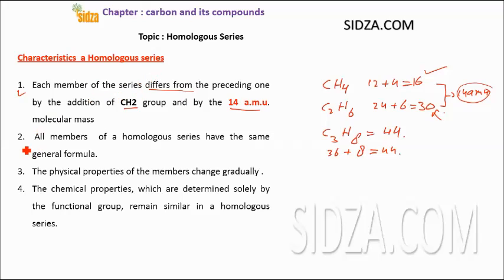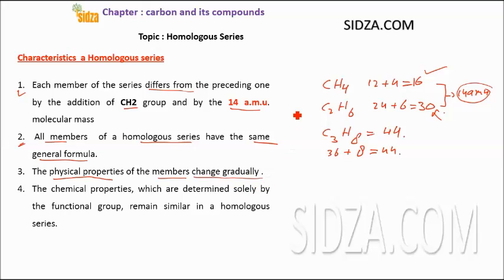Now the second point is, all members of a homologous series have the same general formula. For example, alkanes have a general formula of CnH2n+2. Alkenes have a general formula of CnH2n. So all the members of a homologous series have the same general formula. And in the physical properties of the different members, there is some gradual change, right?